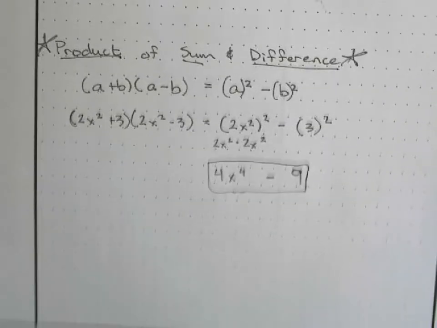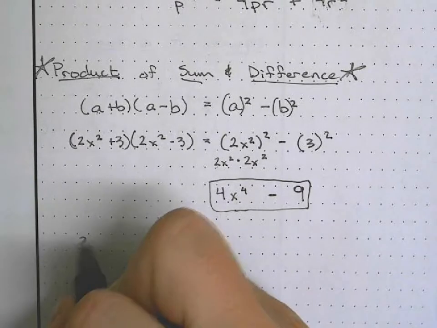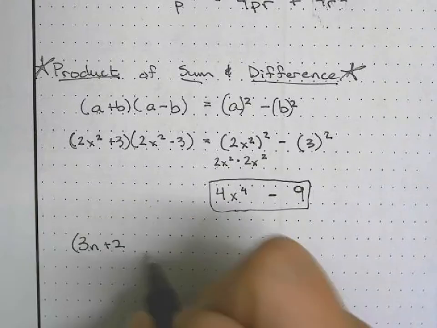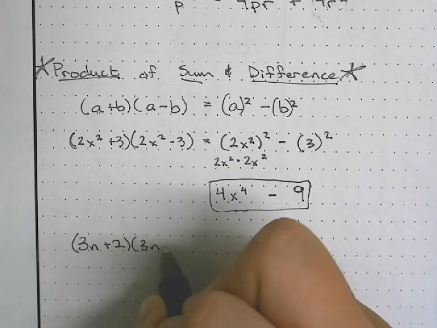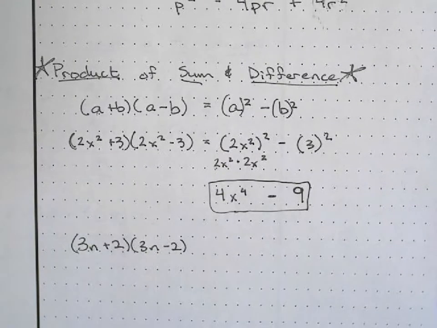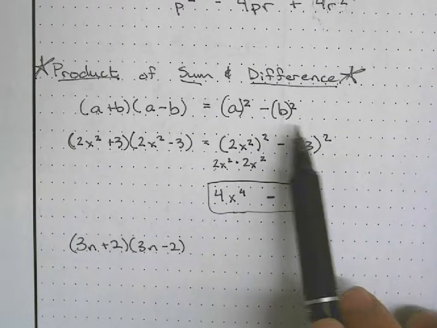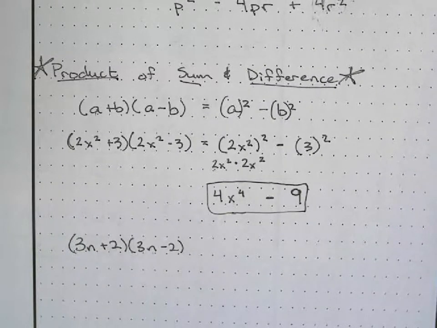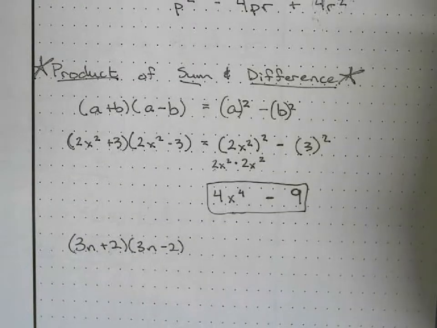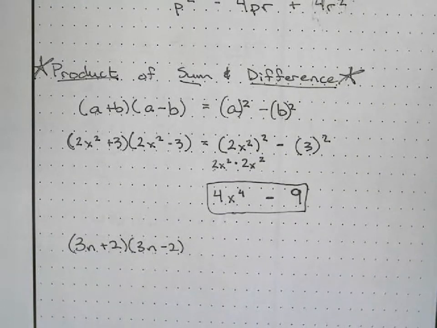So I have an example that I'd like you to try. Remember, it's all about identifying your a and your b, plugging in, and then simplifying. So we have 3n plus 2 times 3n minus 2. Our a's are the same, our b's are the same, so we can use our special product. So please pause right here and try this one on your own.